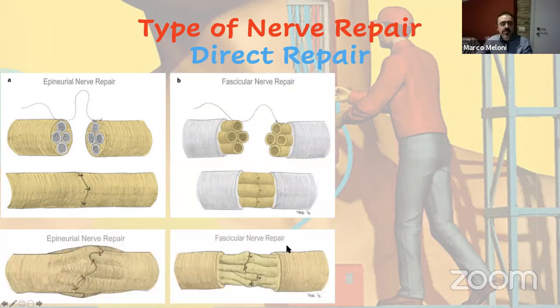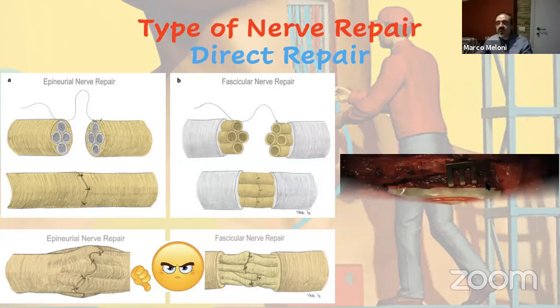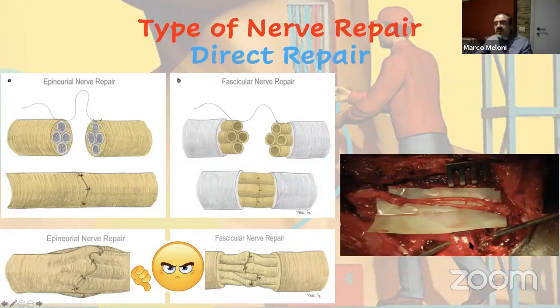This is the bad way to do a repair. In this case, there is not the correct facing of the two nerve stumps, and the fascicular nerve repair is totally wrong. In these two cases, we cannot expect a good outcome. On the contrary, we could expect a neuroma or an unsuccessful surgery. So we don't solve the patient's problem in this way. This is an example of a fascicular repair.